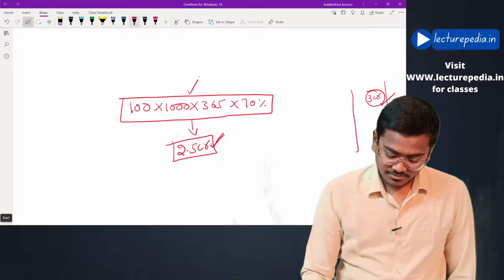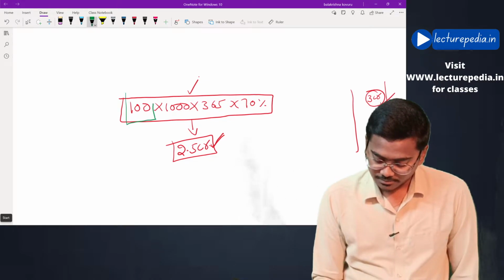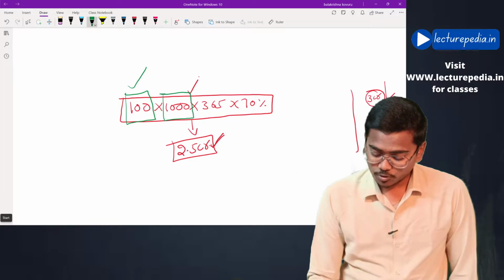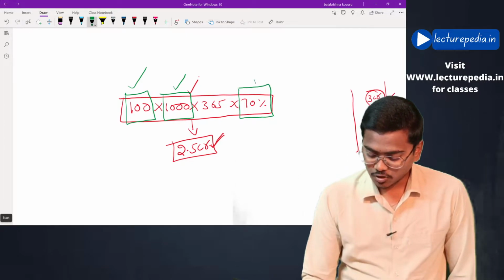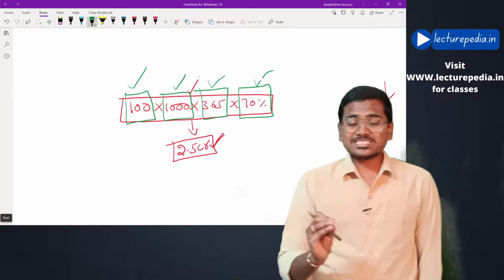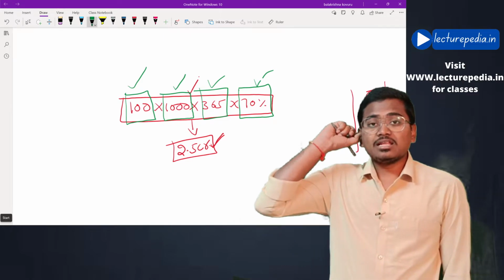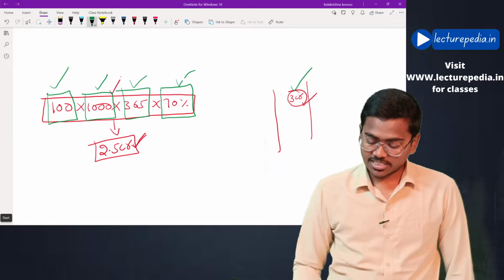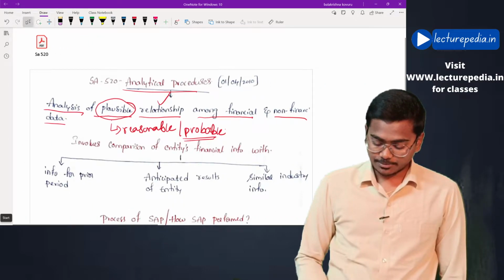Basically, if you observe here, number of rooms, this is non-financial data. Revenue per room, this is financial data. Occupancy ratio, this is non-financial. Number of days, non-financial. Now based on the relationship between these items, the auditor will analyze what the revenue of the entity has to be. This is what analytical procedure means.